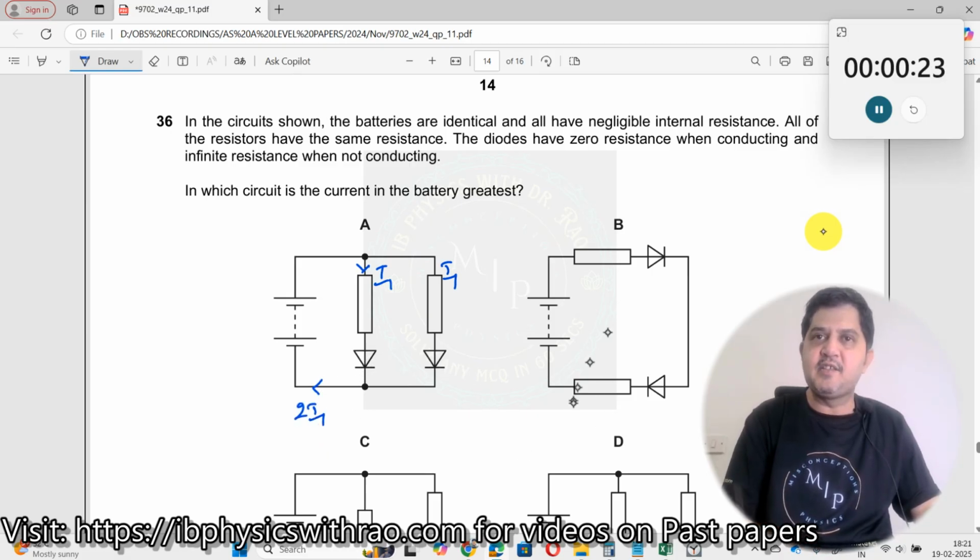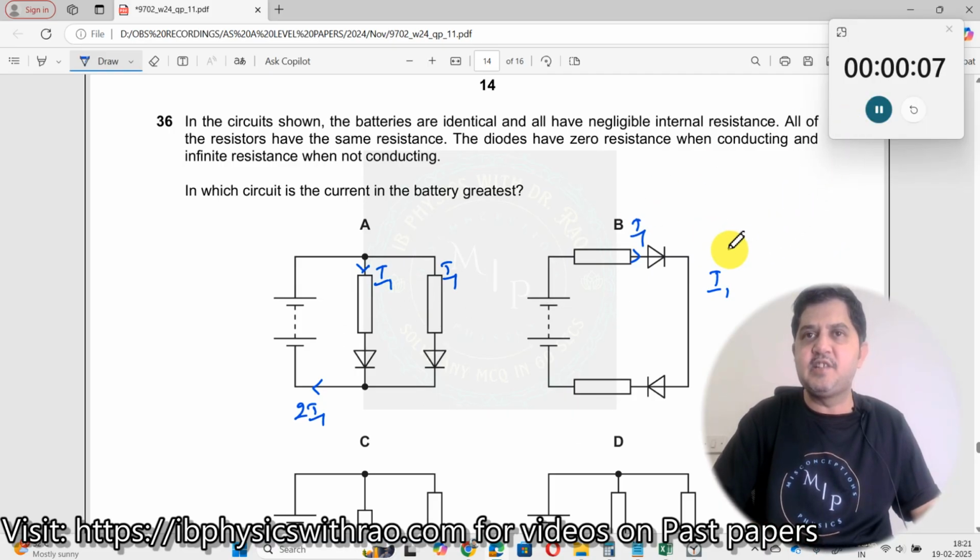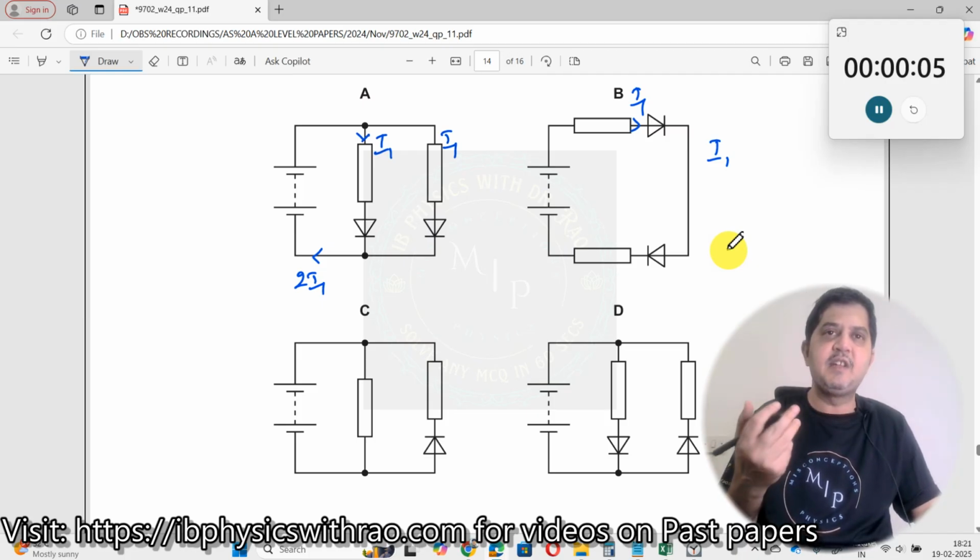Okay. Now let us look at this here. A current I1 passes over here. Now what will happen? The same current will pass like this over here. Okay. There is no extra current. So therefore, this will just be I1 only. Okay. So definitely, this has a larger current. This has a lesser current. Let us see the rest two circuits also, and then decide which one gives you more current.